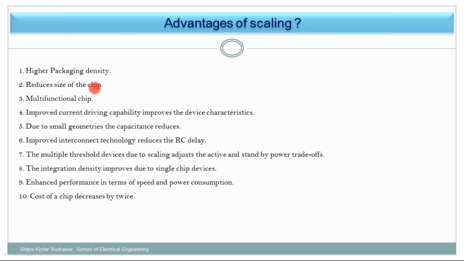Yes, as you are able to see, in previous years the small phones had less functionality, but now in that much area you are getting full functional phones and smartphones. Multifunctional chip will be adding more and more functionality in the same area or same chip. Improve current driving capability, improves the device characteristic. You can comment afterward. Due to small geometry, the capacitance reduces. Yes, capacitance value will get reduced. Interconnection delays will be reduced.